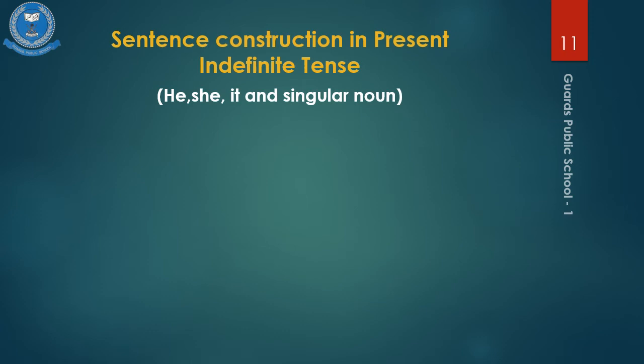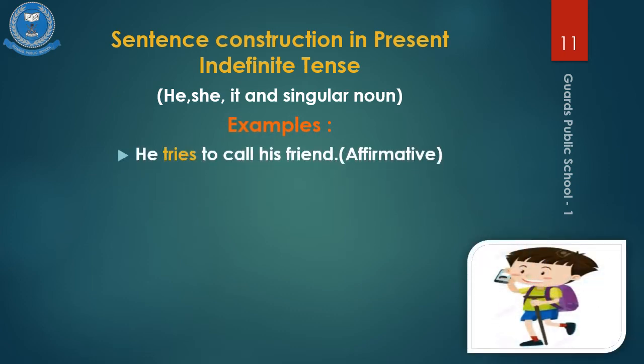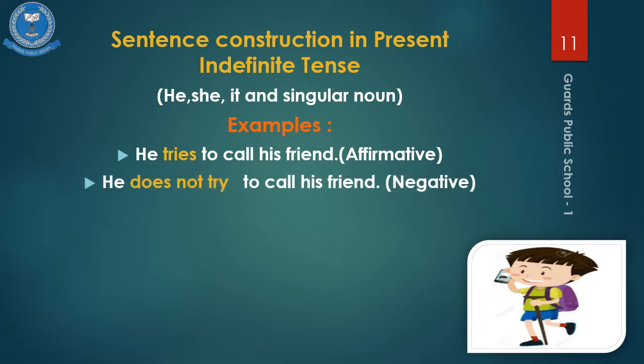These sentences are according to the structure which I have recently explained. Sentence number 1: He tries to call his friend. Since it is an affirmative sentence, we will use the first form of verb with ies. The next one is negative: He does not try to call his friend. In negative, we write does not with the simple first form of verb.